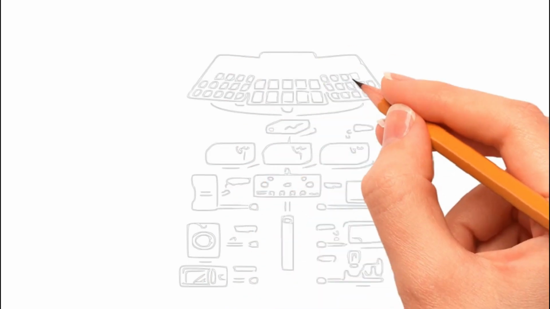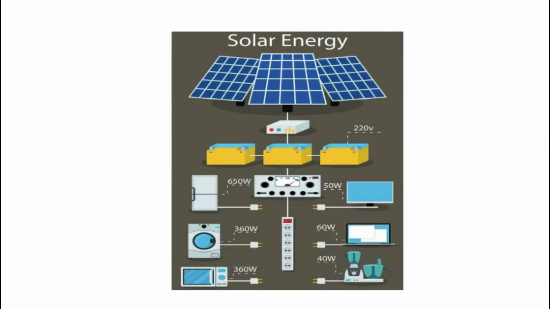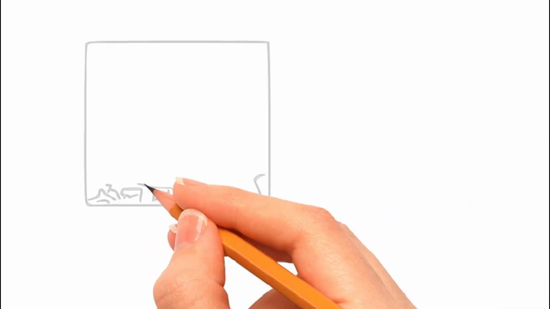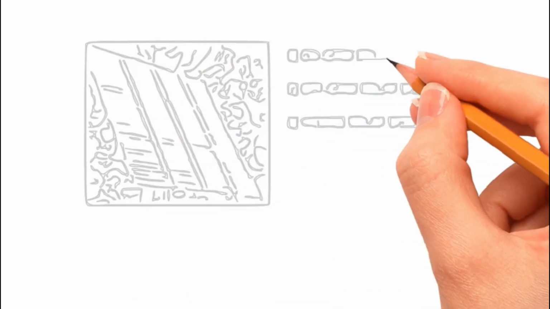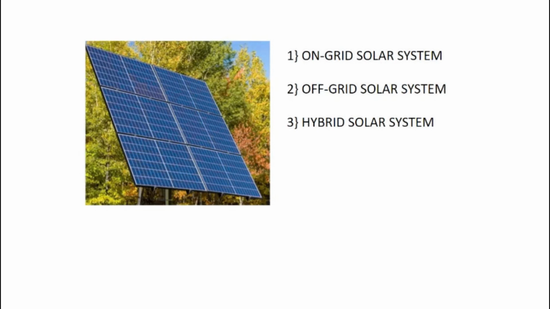So friends, today we are going to see the types of solar systems, what the differences are between them, which one is suitable for you, and many things related to it. So let's begin. Basically, there are three types of solar system. First, on-grid solar system, second, off-grid solar system, and last one is hybrid solar system.